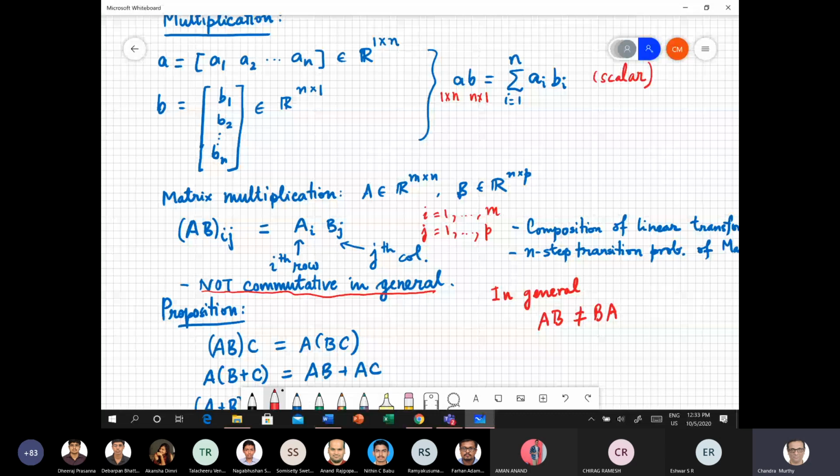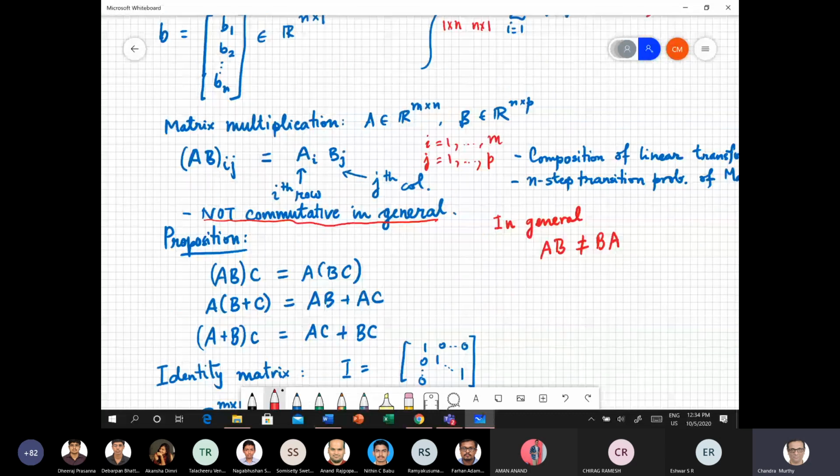Okay, here is another proposition, continuing on. AB times a matrix C is the same as A times BC. In other words, which matrices you multiply first and which one you multiply later doesn't matter, but it is important to preserve the order of multiplication. That is, you cannot switch the order. Instead of doing AB times C, you cannot do C times AB or some other order.